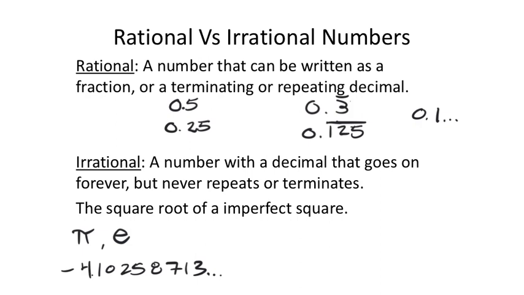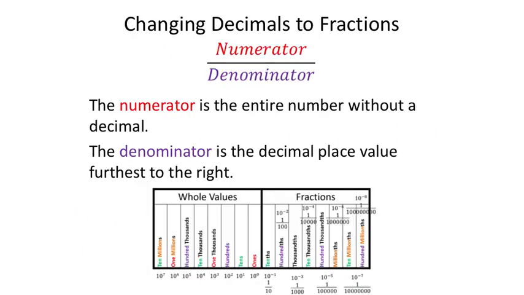So the last thing here is, again, on the assignment, they're going to show you a number. They're going to say, is this rational or irrational? And you have to know the difference. So, changing decimals into fractions. If you have a decimal, okay, you can see that each of the place values tells you something about the fraction, okay? Specifically, the denominator of the fraction, but you have to know the place value of the number furthest to the right.